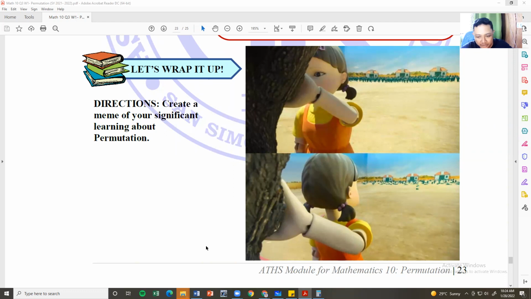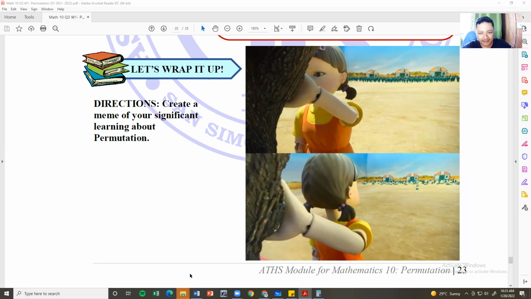I will also be posting the Padlet link to your chat box now. I'll give you 5 minutes to do this meme. Make it as catchy as possible. Make it as creative as possible. Can we use Tagalog? Yes, you can use Tagalog. You can use Kapampangan. Feel free to express your thoughts here. Just make sure there are no foul words and no bad words.